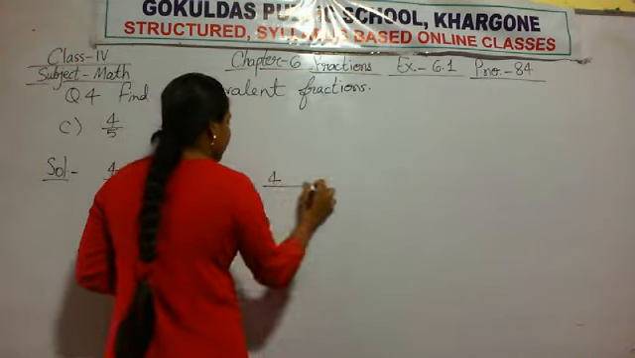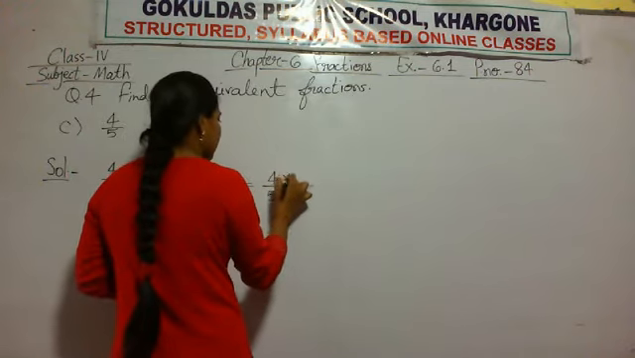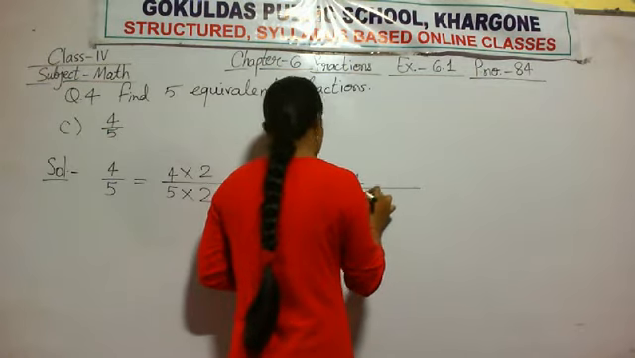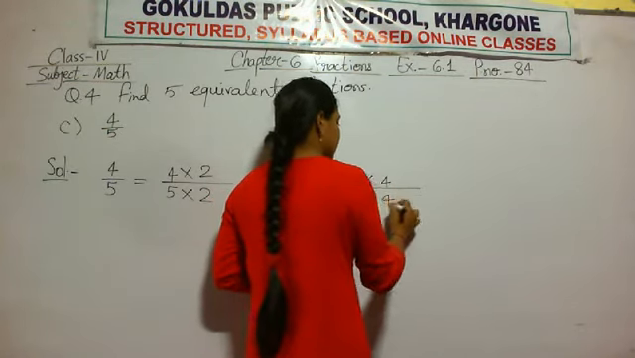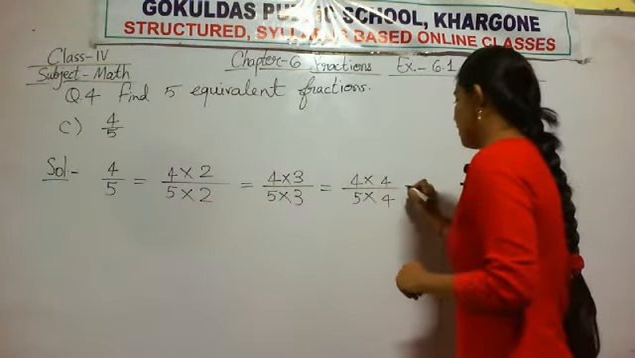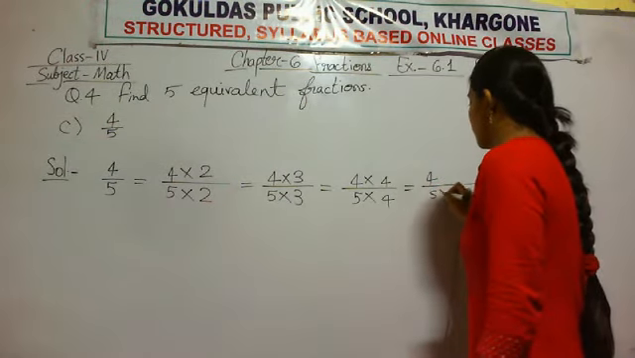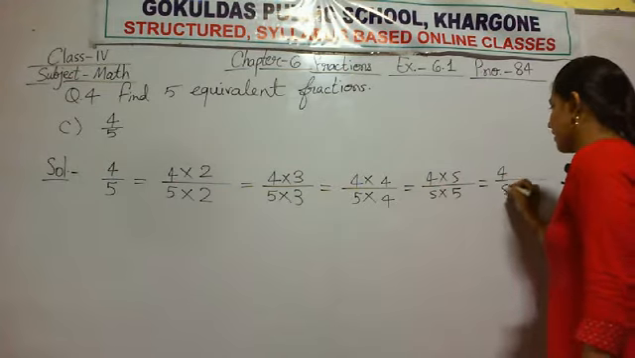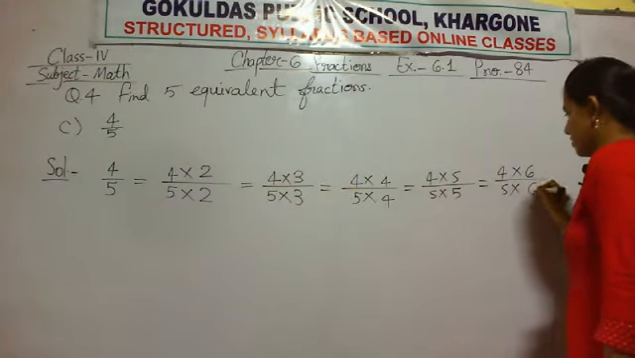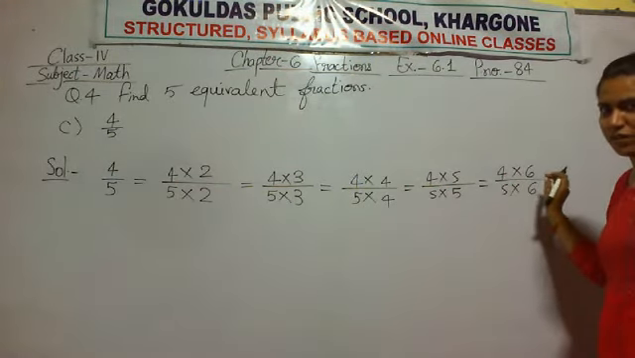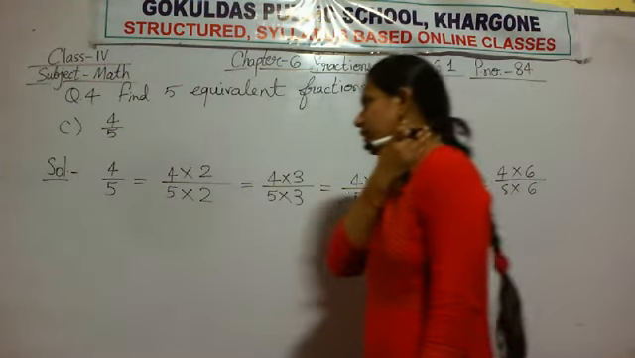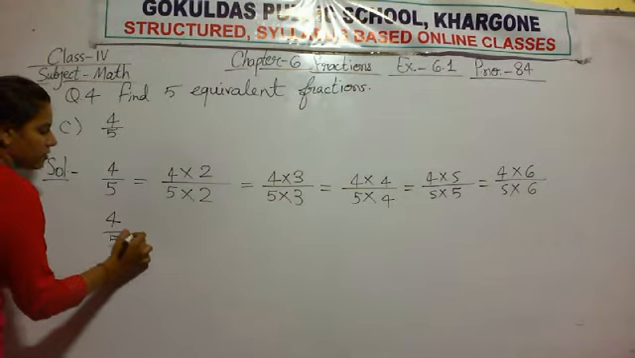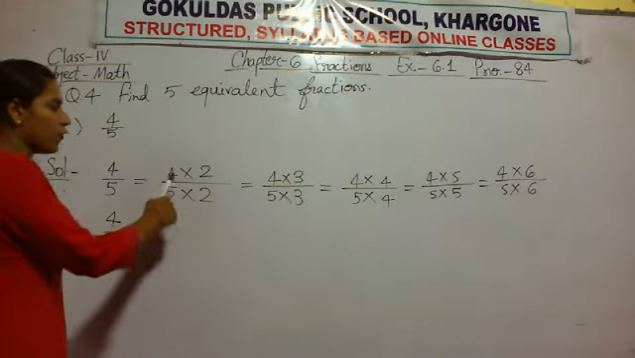In the next equivalent fraction, I am taking 3. For the next equivalent fraction, I am taking 4, and for the next I am taking 5, and for the next I am taking 6. You can take any number, 11, 12, whatever you want. Now 4 upon 5 is equal to, solve this.